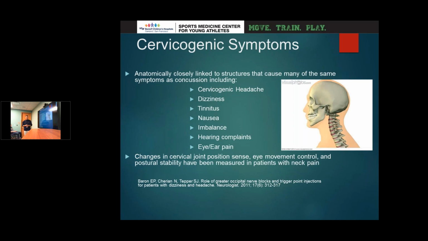And then again, changes in just the joint position sense, eye movement control, how well you can maintain good posture. So a lot of times, when I'm seeing kids that come in after concussion, even sitting, they'll have sway. They just really are having a hard time controlling that. All of those have also been measured in patients with neck pain without a concussion.